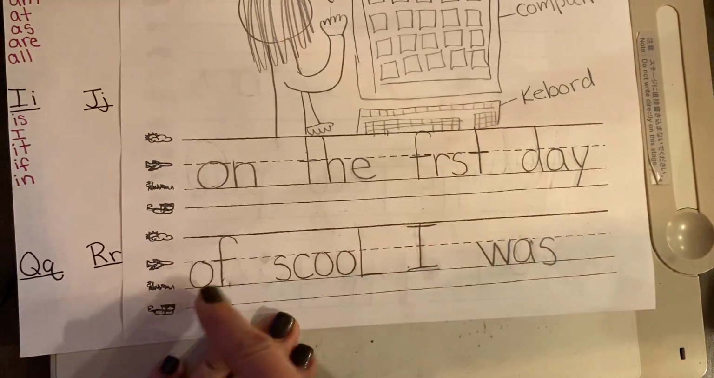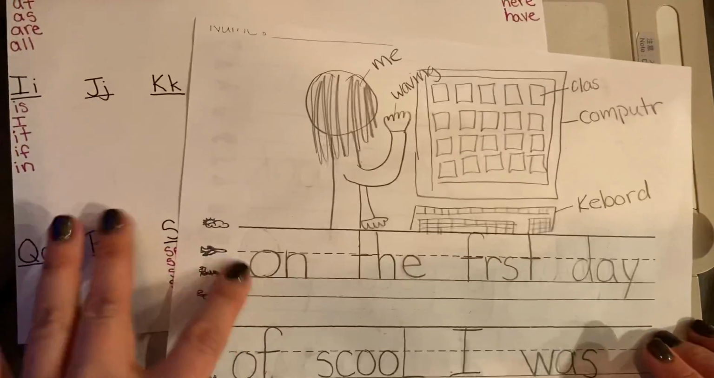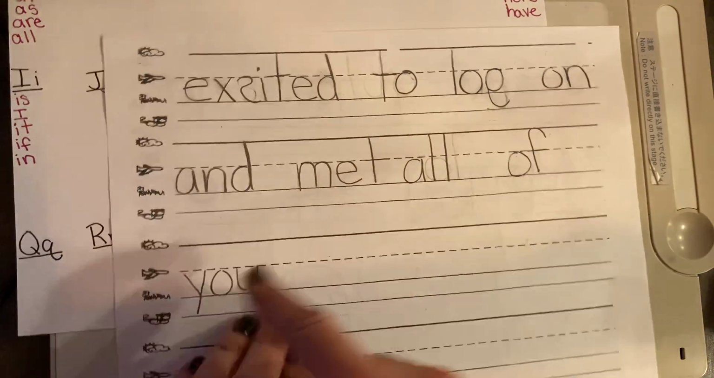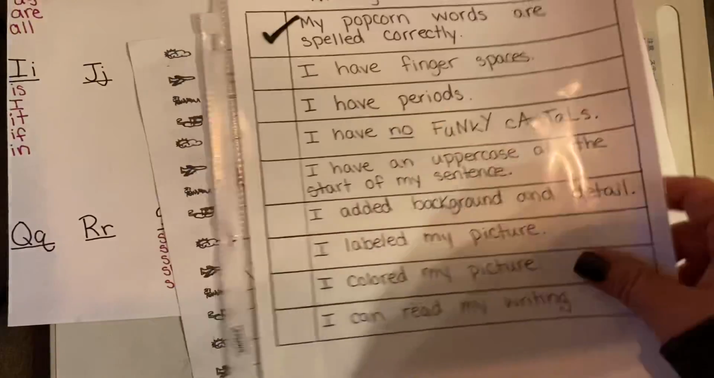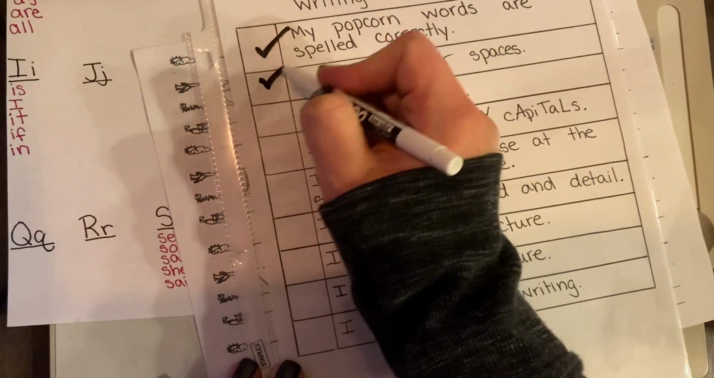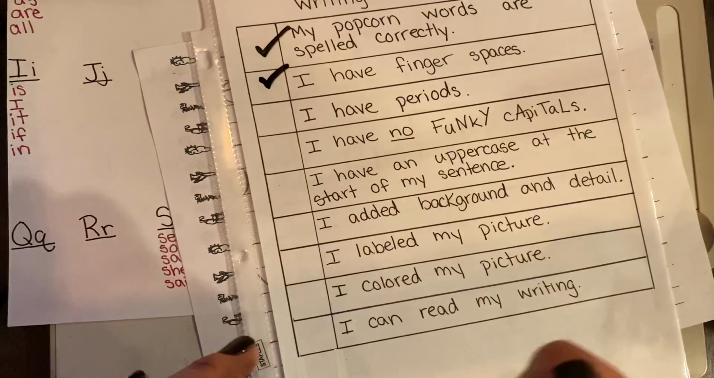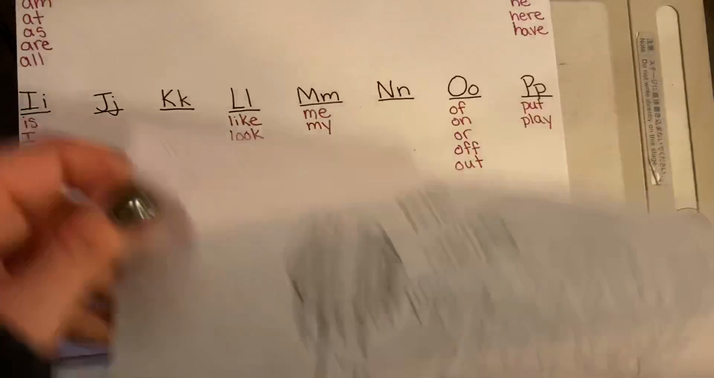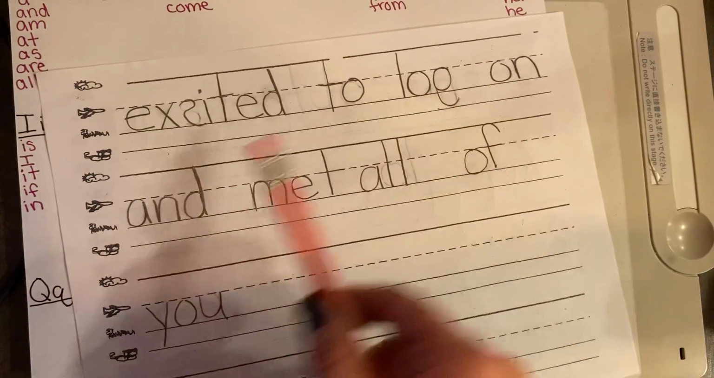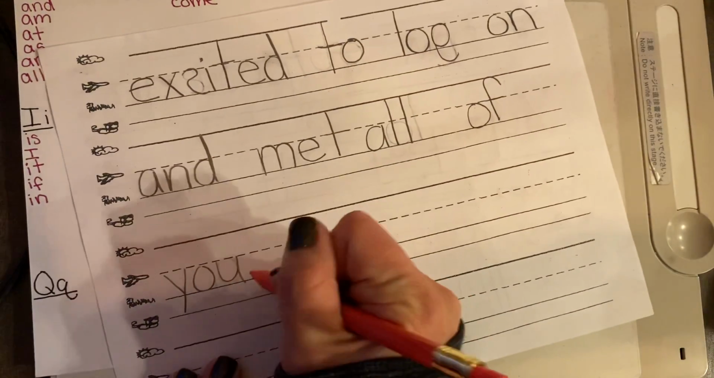On the first day of school, I was excited to log on and meet all of you. Perfect. Okay, I can check off that I have finger spaces. My next one is I have periods. So remember, a period goes at the end of every sentence. So on the first day of school, I was excited to log on and meet all of you.